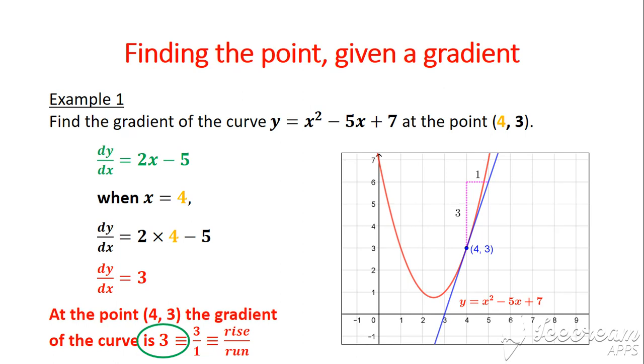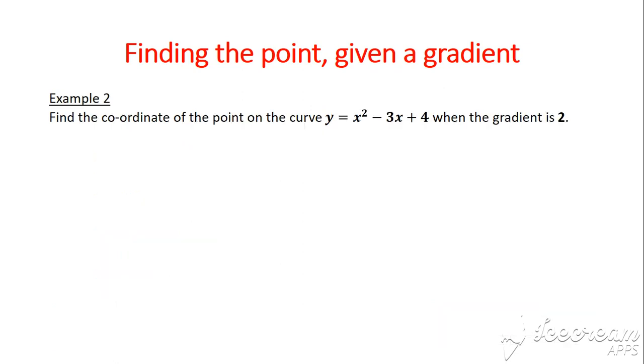Right, well, let's move into what we're doing in this video, which is basically just reversing that. Find the coordinate of the point on the curve, y equal to x squared minus 3x plus 4, when the gradient's 2. So notice we've been given the gradient's 2, and we've got to go backwards to find where on the curve the gradient is equal to 2.